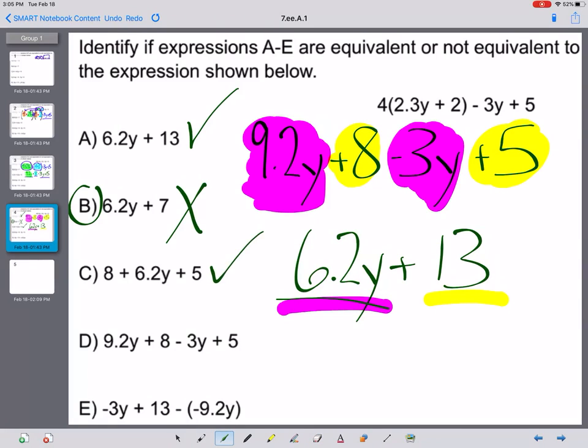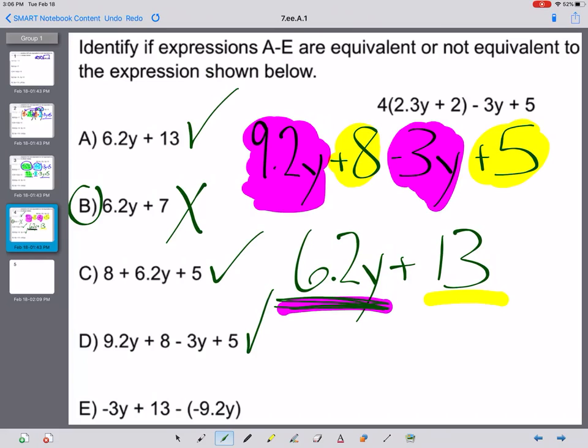What about this next one? We have 9.2y plus 8, and then we have this negative 3y plus 5. I'm underlining these here, and then I'm going to box these constants. 9.2y and negative 3y does equal 6.2y. So far, so good there. And then 8 plus 5 is, of course, 13. And that one is also equivalent.